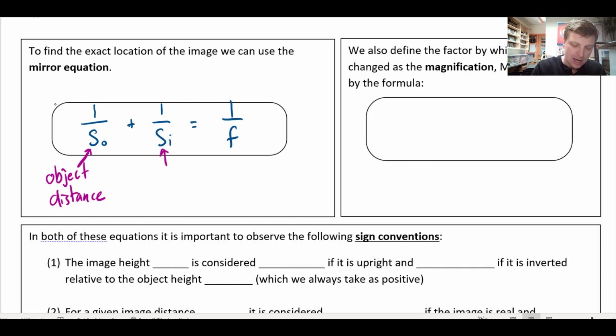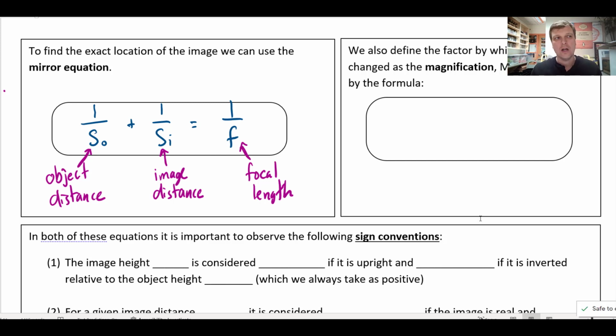And so SI is the image distance. And by that I mean the distance that the image appears from the mirror, and that could be in front or it could be behind. And the last thing there is F, and F of course is our focal length, because obviously the focal length of the mirror is going to change where our images appear.